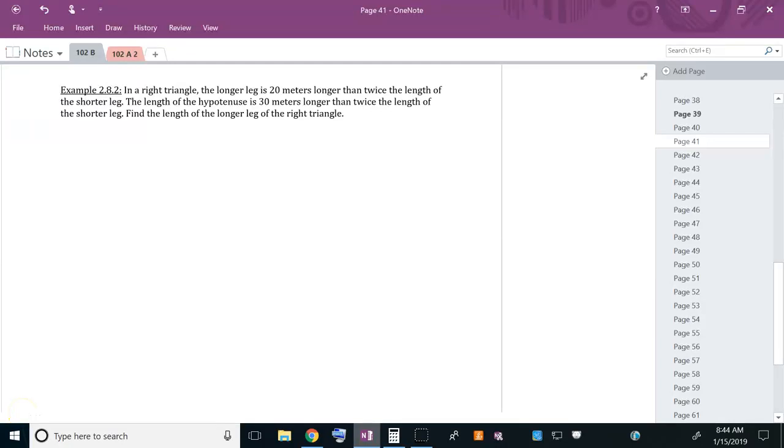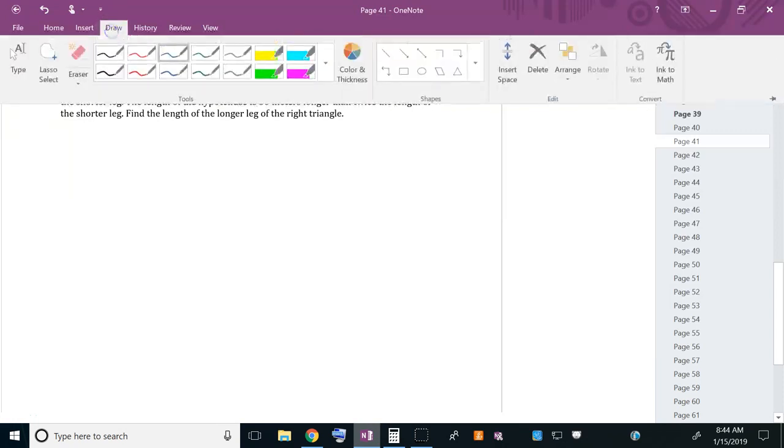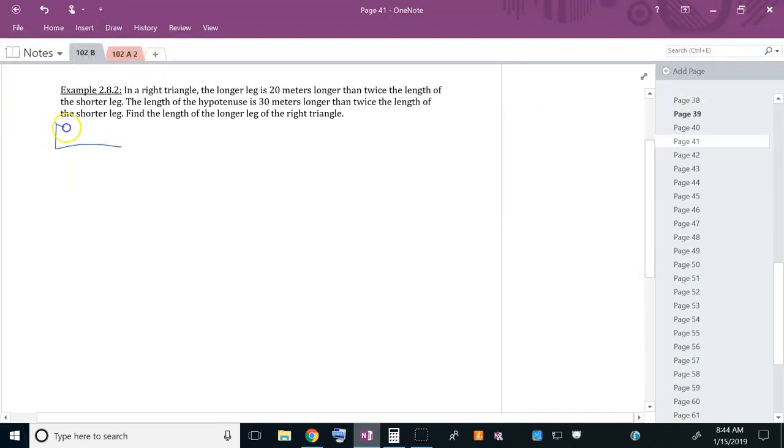Math 102, example 2.8.2. Let's see another application. So here we've got a right triangle, so let's draw a right triangle. There's my right angle. Here we are told that the longer leg is 20 meters longer than twice the length of the shorter leg. So here's my shorter leg.